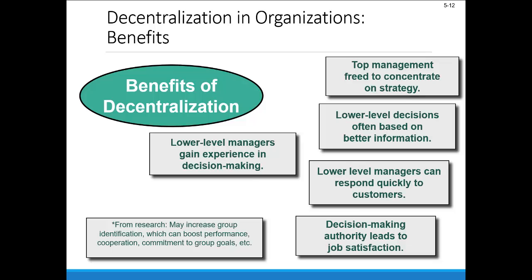And then in the bottom here, decision-making authority tends to lead to greater job satisfaction. From accounting and organizational behavior research, decentralization would seem to boost group identification, which can also boost performance, cooperation, and commitment to group goals. So if we empower lower-level managers with making decisions that affect their part of the world, we may be increasing their motivation and their satisfaction.